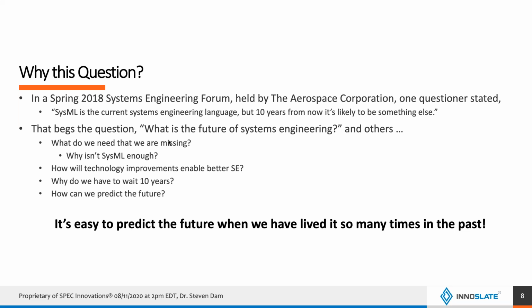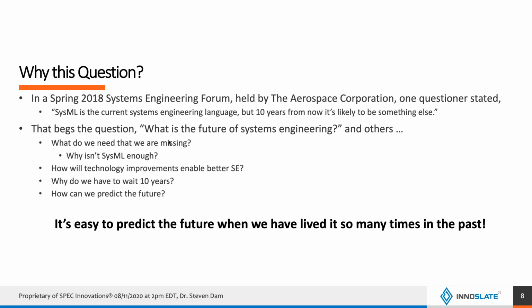And then, of course, we want to talk about the technology improvements that can make better systems engineering. So how can we do that? And then why do we have to wait 10 years? There's a lot of stuff available today that we can do and use and apply. So we don't have to wait for tomorrow when there's a lot going on today that we could do better.